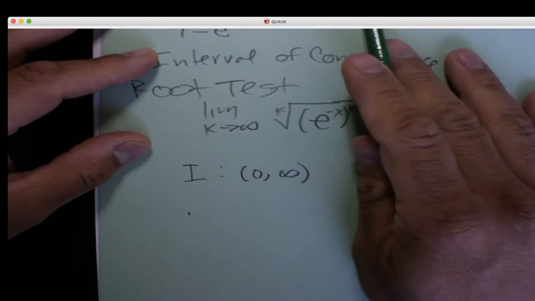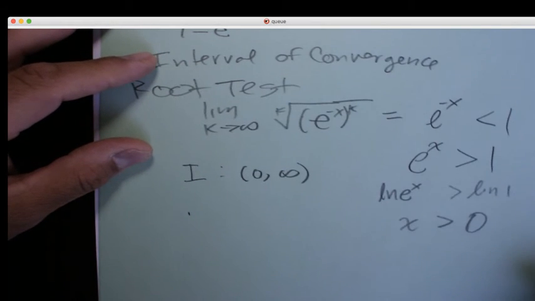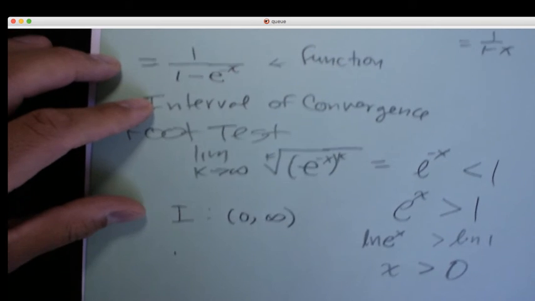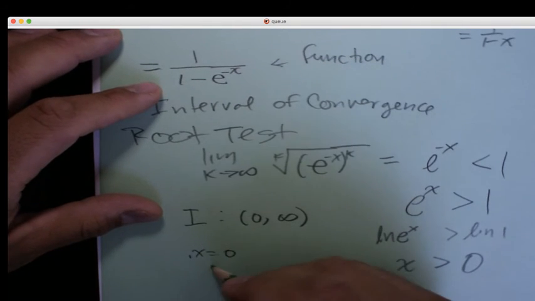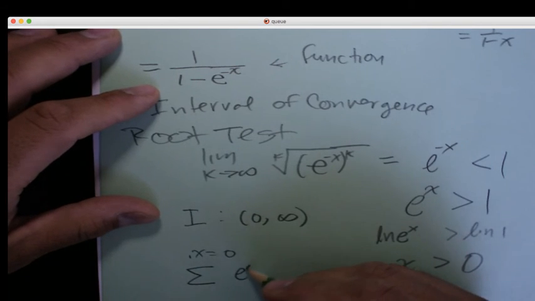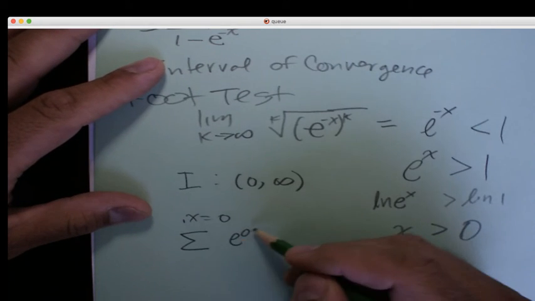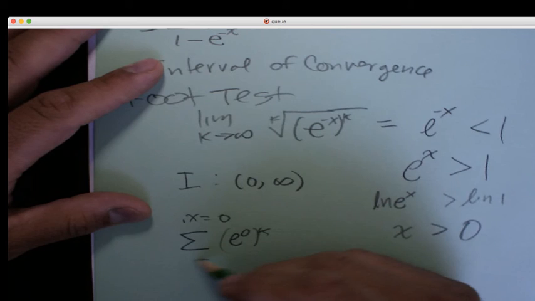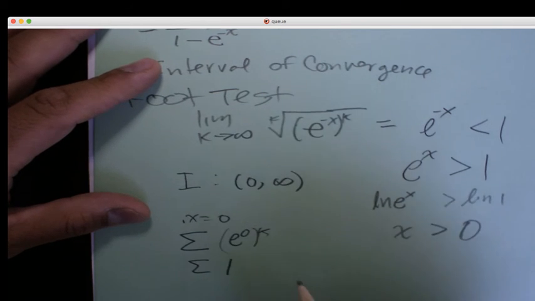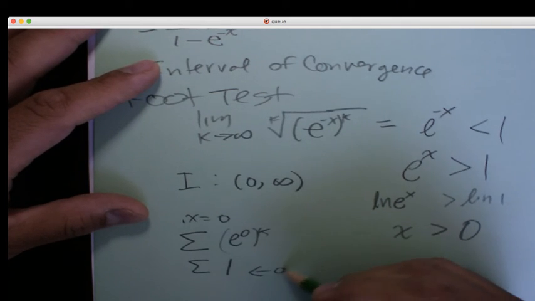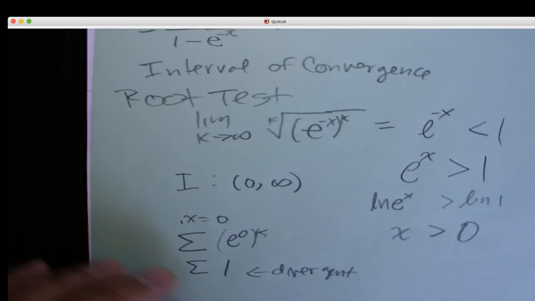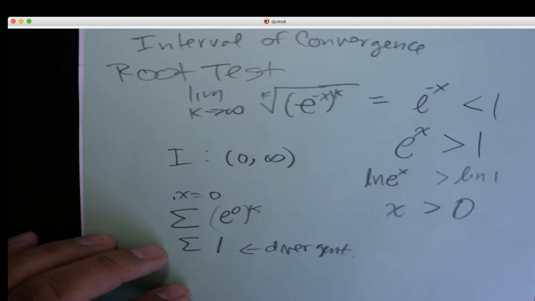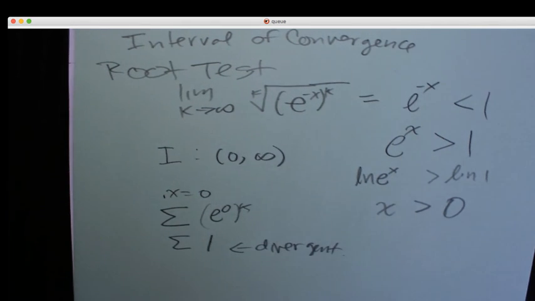We put in 0 into our power series, so we get 1 to the k. So it's just a series where it's 1, 1, 1, which we know is divergent. All right, so those are the solutions to our quiz.